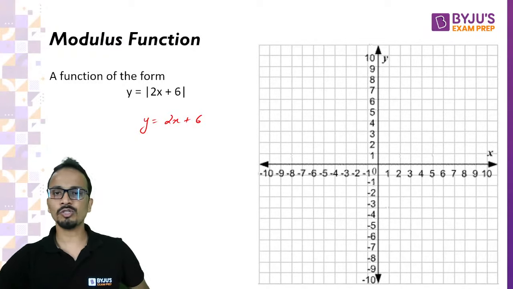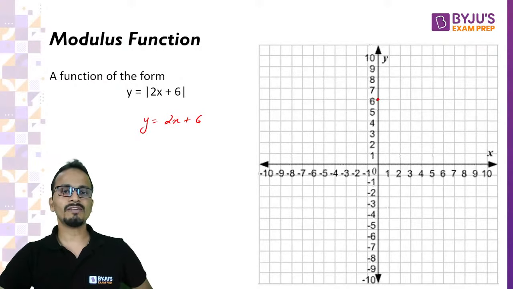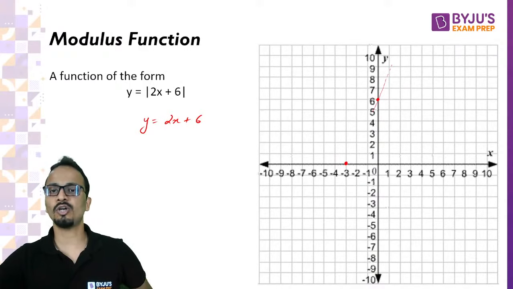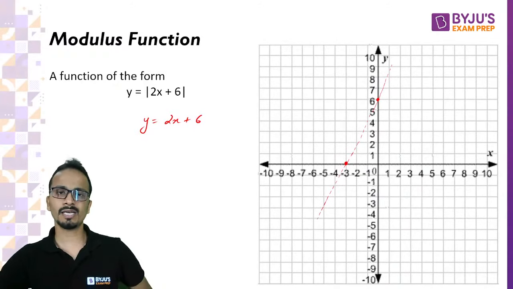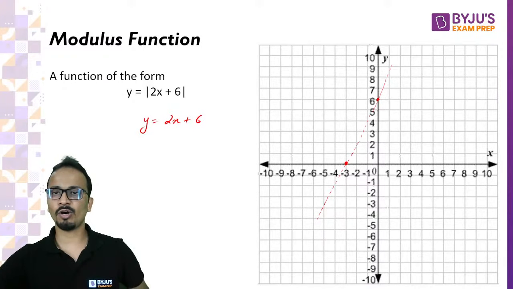Putting x equal to 0, the value of y will be plus 6. Putting y equal to 0, the value of x will be minus 3. So this will be the straight line which is passing through these 2 points. So let's draw a dotted line which is passing through these 2 points. Okay, so this is the graph for y equal to 2x plus 6.